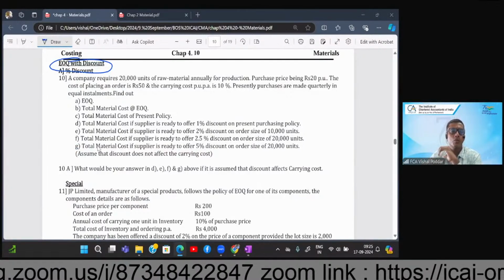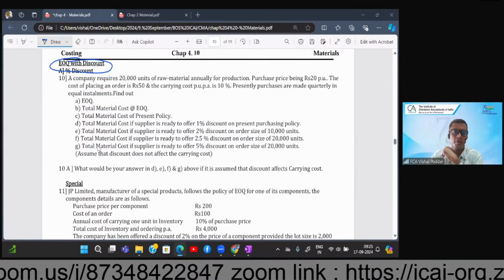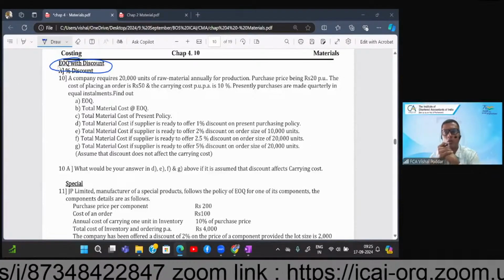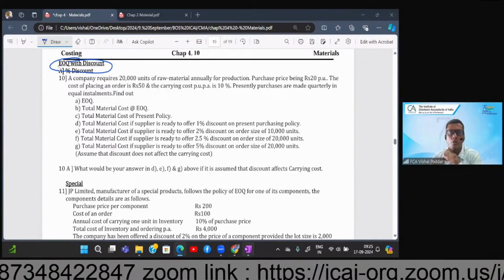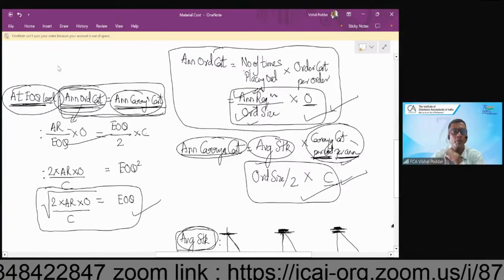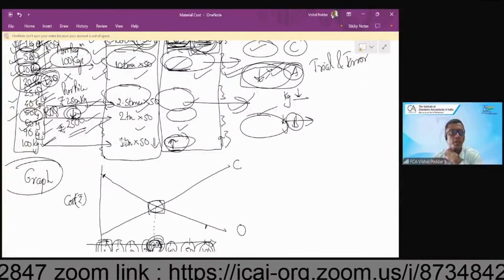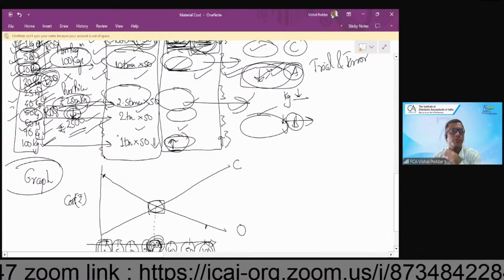Now, I take you to a further aspect. What is this further aspect? The further aspect is EOQ with discount. Now, if somebody asks me, sir, what is this EOQ with discount? Till now we were assuming that the price remains constant. We were assuming that this purchase price is constant.